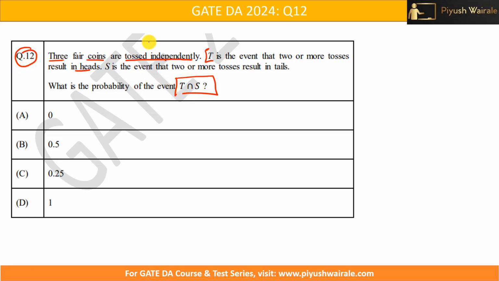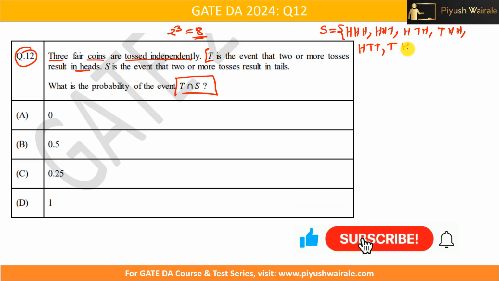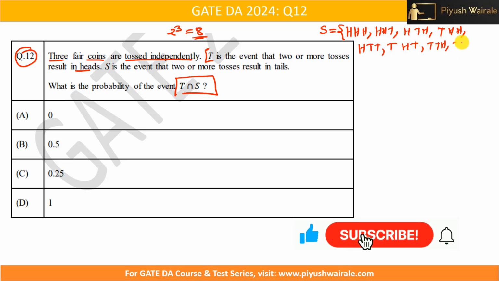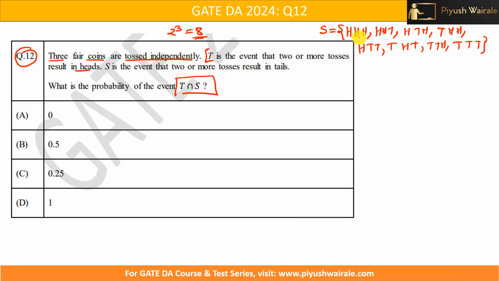When I toss three fair coins independently, what is the sample space? For the first coin, say head, the second coin can also be head or tail. So there are 2 to the power 3, that is 8 possibilities, and that will be the sample space. It can be all three heads, one tail and two heads like this, it can be like this also, and it can be all three tails also. So this is my sample space, in which 8 possible arrangements are possible.